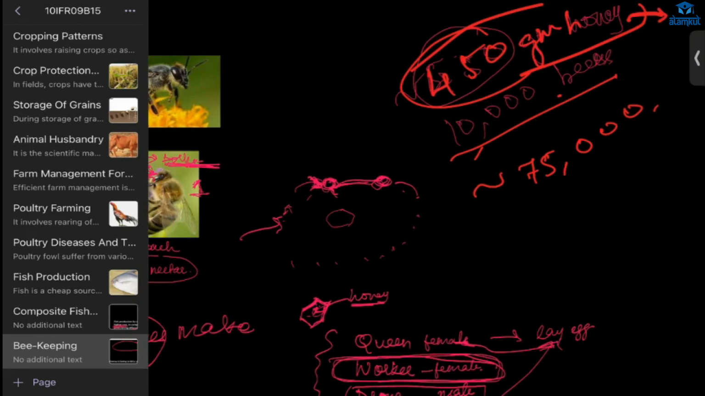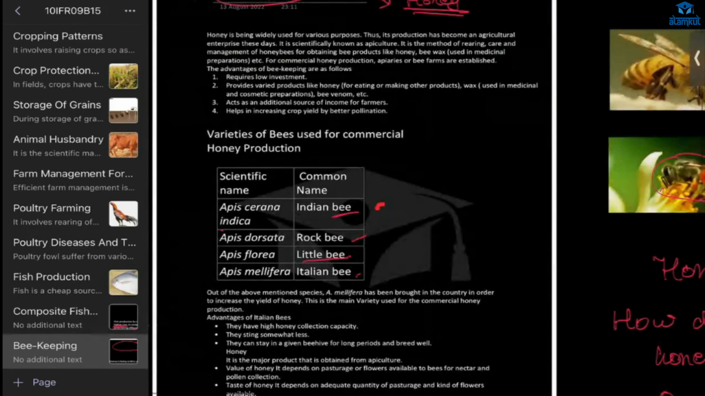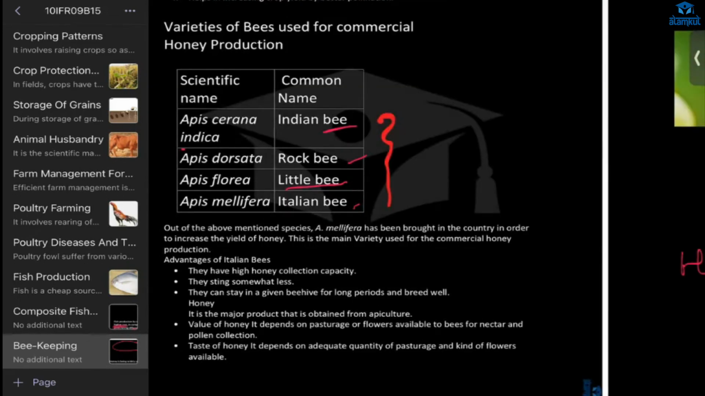There are different types of bees, right? The quality and the quantity they produce will be different. This A. mellifera has a high honey collection capacity. That's why it is brought from a foreign country, from Europe. They sting somewhat less, their biting capacity is somewhat less, and they stay in the beehive for a long period of time.